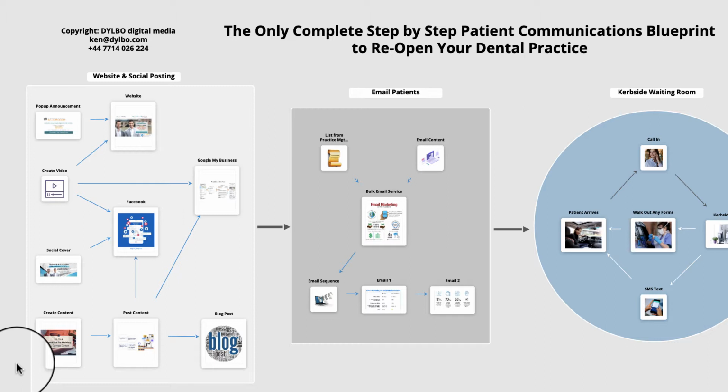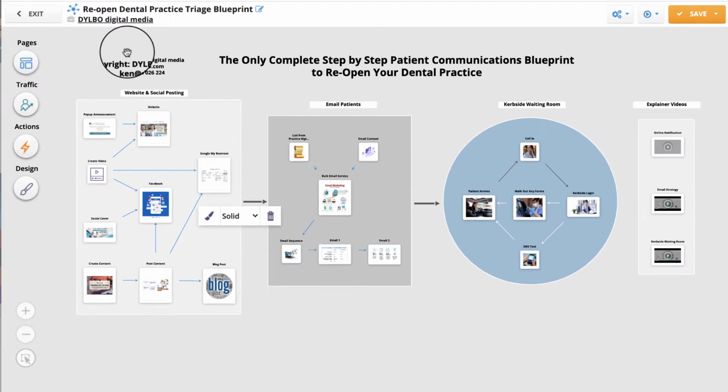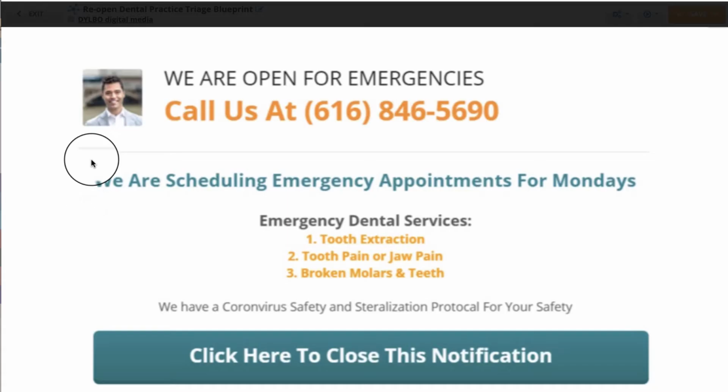Now, in this process map, we provide you with directions and messages to each of the elements of the blueprint. And we're looking at website and social posting, emailing patients, and your Kerbside waiting room as 3 major areas we're going to look at. So we've provided directions and messages to each of the elements of the blueprint. Now, first of all, it's important that you provide an announcement on your homepage for your website.